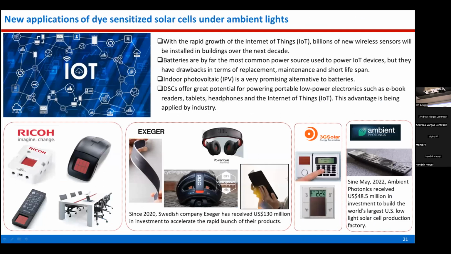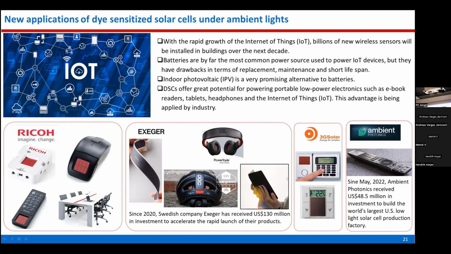Also, we know that with the rapid growth of the Internet of Things, billions of new wireless sensors will be installed in buildings. Now, the battery is by far the most common source of power, but it has some drawbacks. So indoor photovoltaics are a very promising alternative to batteries. The DSC, the dye solar cell, is a unique technology. Now it is deployed by industry to power e-readers, headphones and helmets.